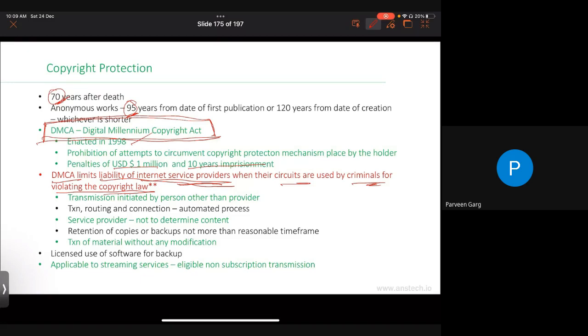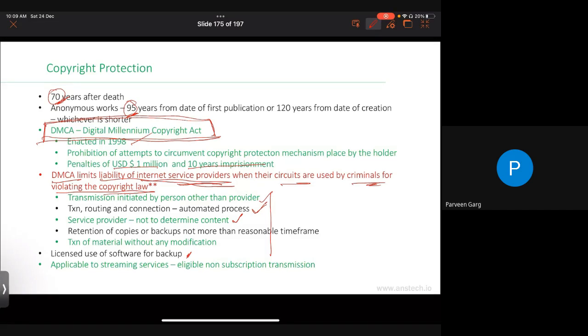So, at times, copyright protection is used for software also. Software generally gets covered under copyright. Now, these points: transmission initiated by a person other than the provider, and transmission routing being an automated process. ISPs need to ensure that they have not initiated the criminal copyright infringement. The transmission, routing and connection are automated, and the service provider does not know the content. That means they are not culpable for any copyright-related activities. Then they are free from prosecution under DMCA. That you have to remember.